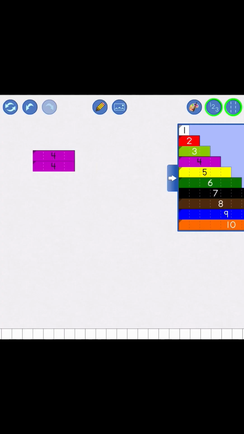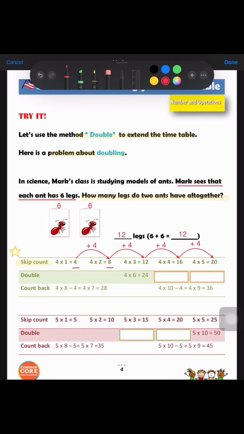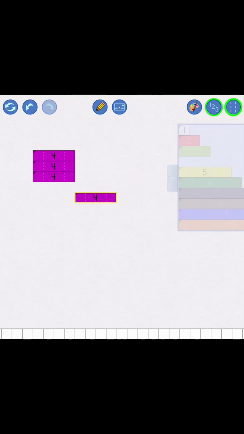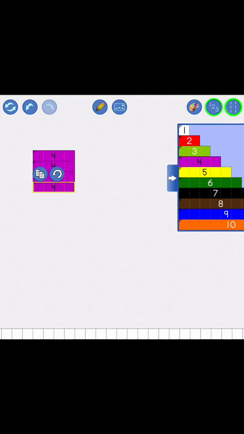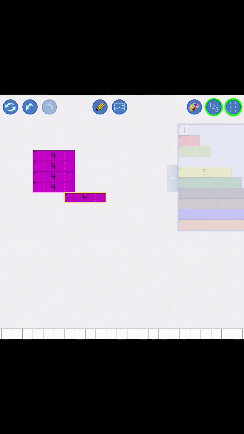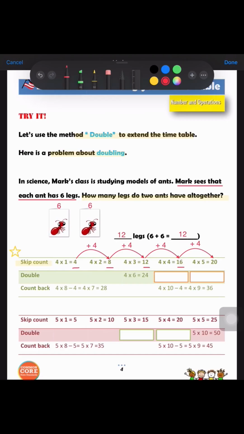And then 4 times 3, we need to add 1 more 4. So 8 plus 4 equals 12. And then 4 times 4, we need to add 1 more 4 to 4 times 3. So 12 plus 4 equals 16. So 4 times 4 equals 16. And then 4 times 5, we add 1 more 4. So 16 plus 4 equals 20.